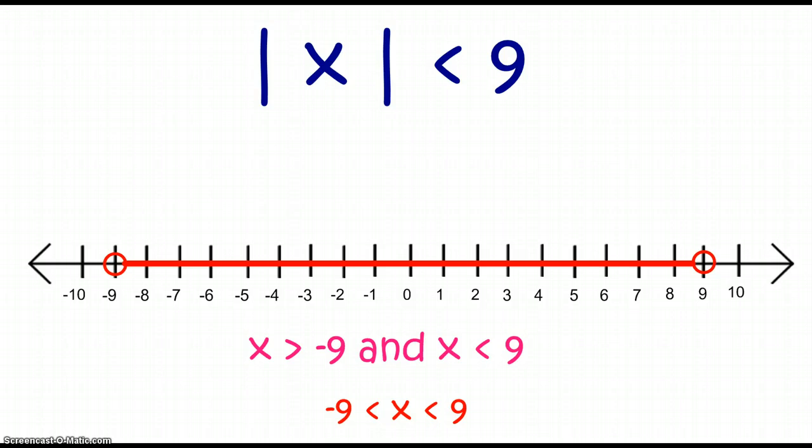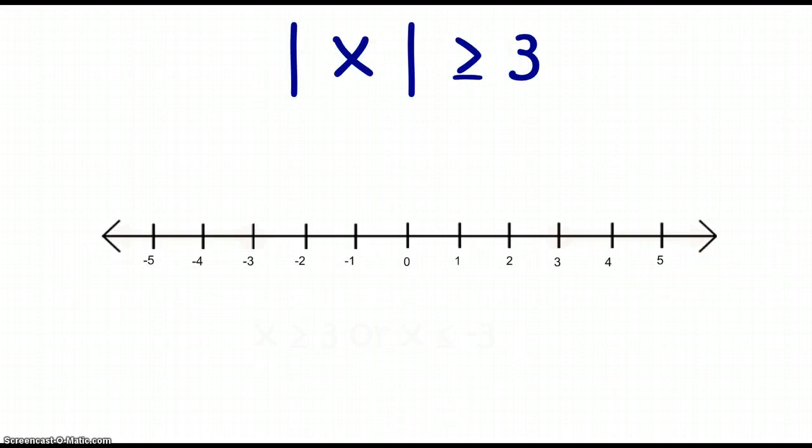Let's try another example. The absolute value of x is greater than 3 means all of the values more than 3 or equal to 3 away from 0. That means that x can be greater than or equal to 3, or we want it to be more than 3 away, which would be -3 and all of the numbers smaller than -3. This time we use a closed circle because our inequality symbol includes the or equal to.